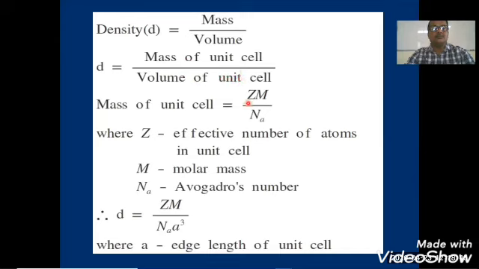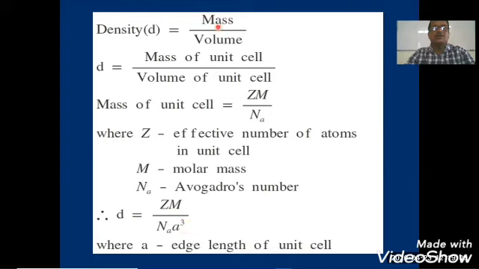So the number of units per unit cell is Z. Z will be 1 for simple cubic, 2 for BCC, and 4 for FCC. And the mass of one unit will be given by M, that is the atomic weight, divided by the Avogadro number. So this will be the mass of the unit cell. And what will be the volume of the unit cell? It will be equal to a cube.